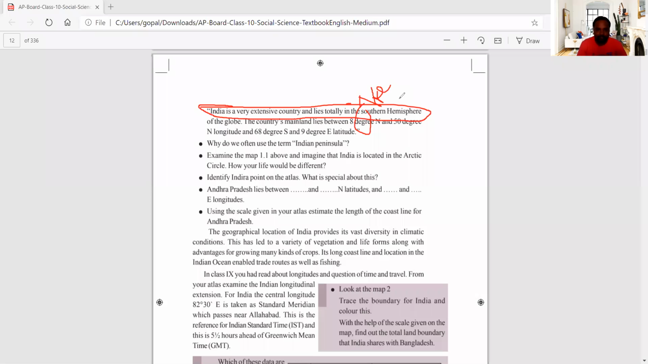And see here, the degrees are very important. The country's mainland lies between 8 degrees and 37 degrees north latitude and 68 degrees. If you see, the south side is 8 degrees. Here this is completely wrong, these lines are different. We'll see in the map properly.